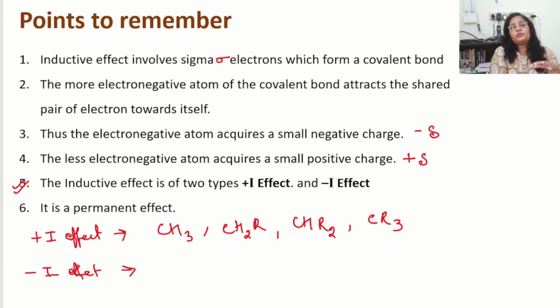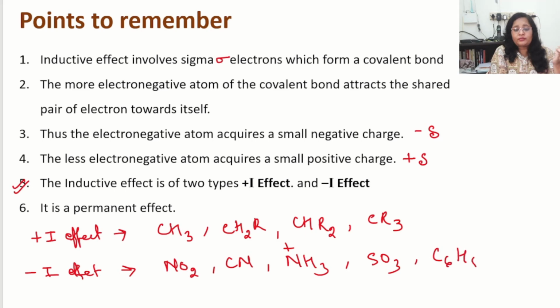Examples of minus I effect are all those groups which are more electronegative than carbon. So it will be NO2, CN, or NH3+, or we can say so many others, SO3 and C6H5. These are all having minus I effect. It means if these groups are attached to the compound, they will attract the electron towards themselves. So these compounds are showing minus I effect.